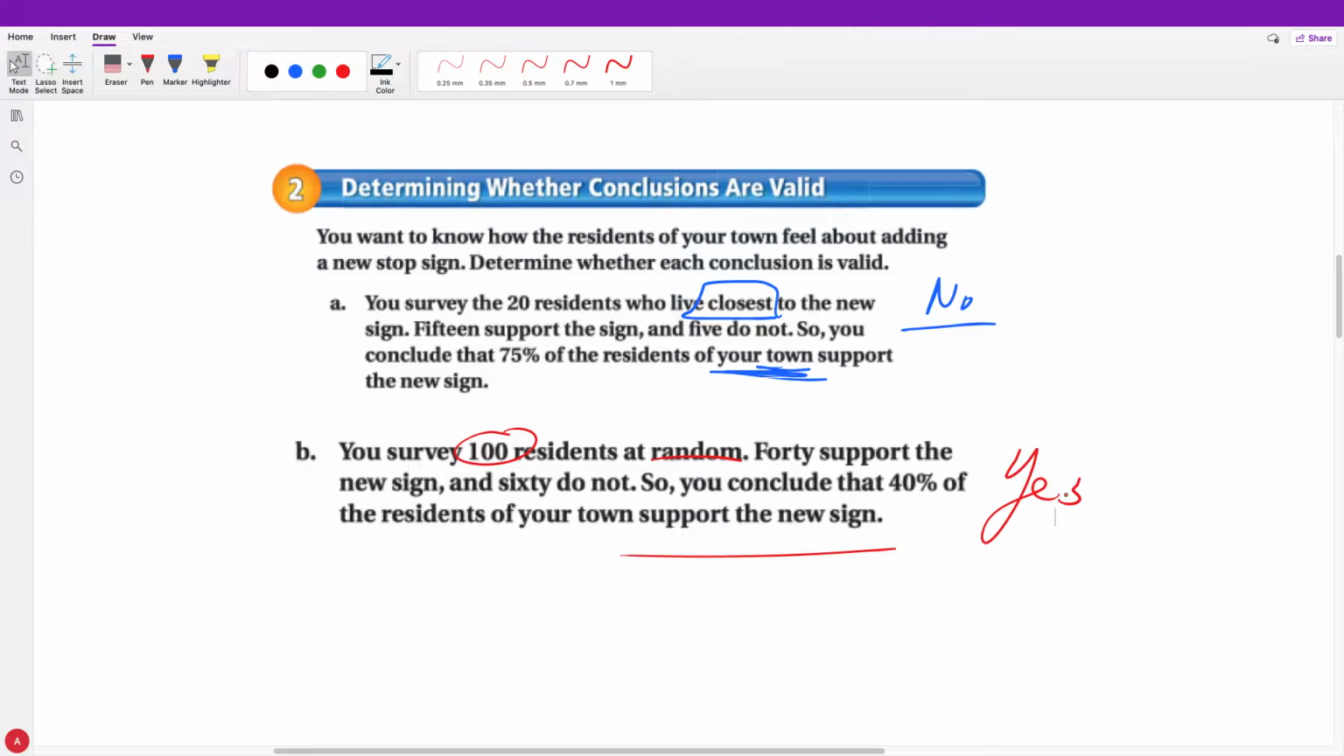And the reason is 100 is a large enough number. It's at random, so everyone in the population has an equal chance of being selected. And we're not just picking people that are close to or far away from the sign that either may have more of an opinion or less of an opinion. So because this is an unbiased, random sample, we can actually use this information to say what the population would most likely support as well. So this one is valid.